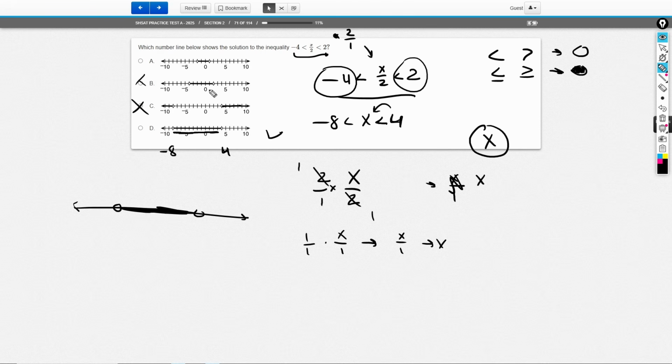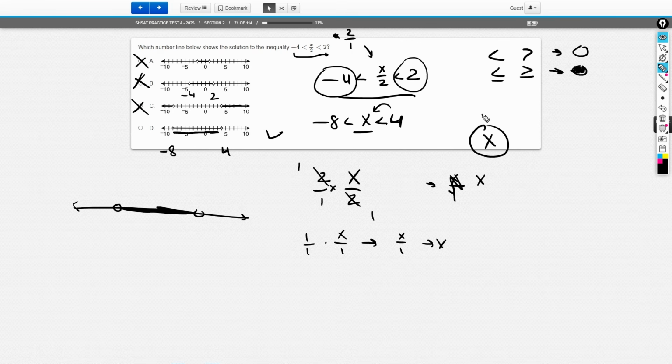Choice B is wrong because it's saying that x has to be between negative 4 and, let's see, this is 2. So this choice is a trap answer because a lot of students wouldn't know that it has to be in terms of x, not x over 2, and they would just select this. And choice A is just flat out wrong.